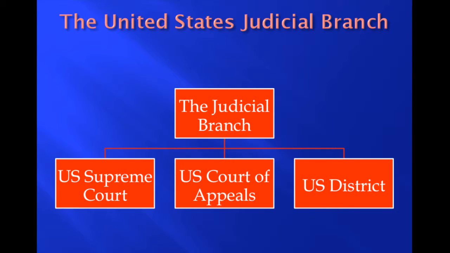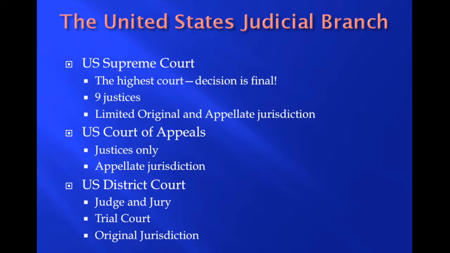The judicial branch is made up of the Supreme Court, the Court of Appeals, and the U.S. District Court. This is kind of what the organization looks like. There is one U.S. Supreme Court in the United States. It is the highest court in the land, so whatever decision the U.S. Supreme Court makes is final. There is no court above it.